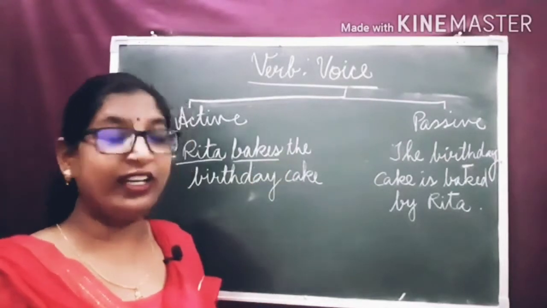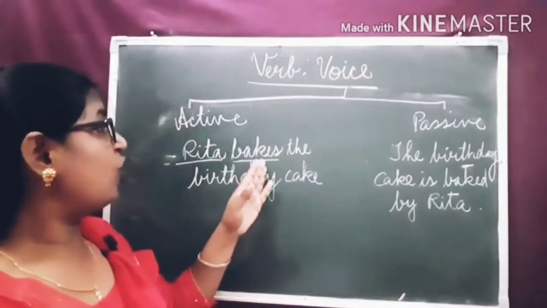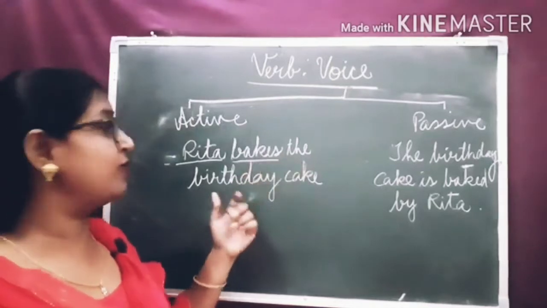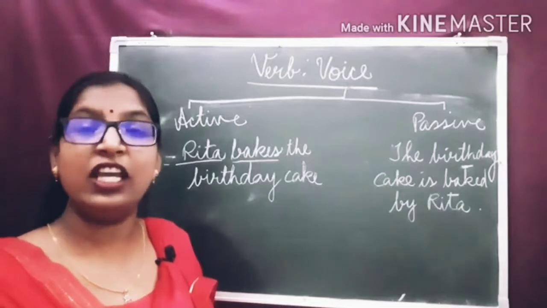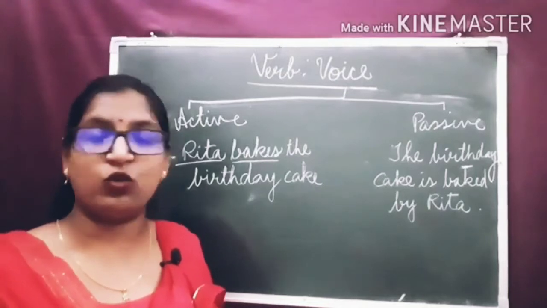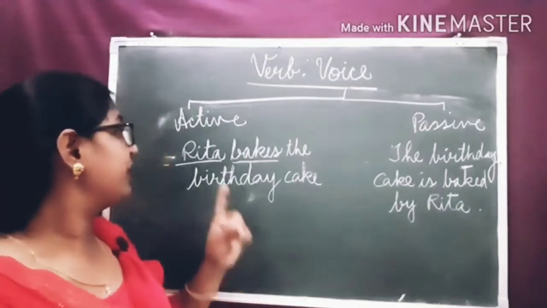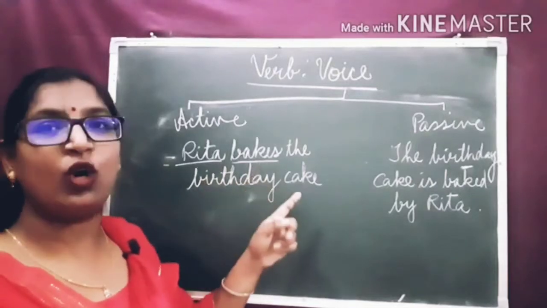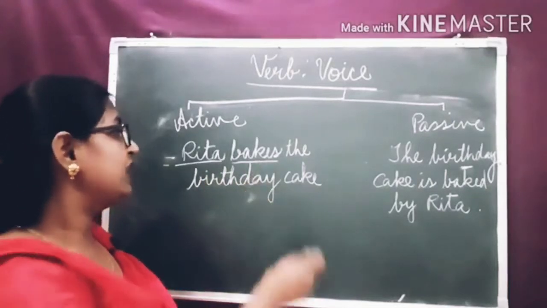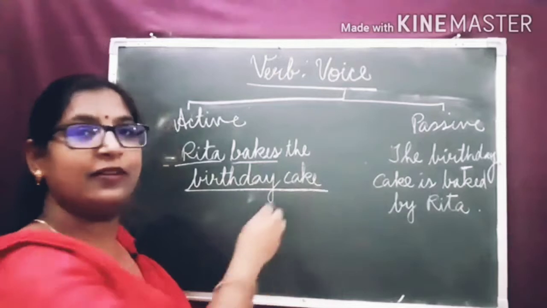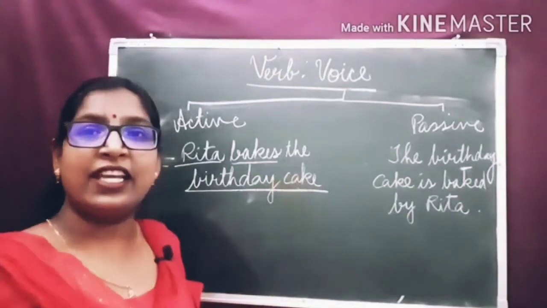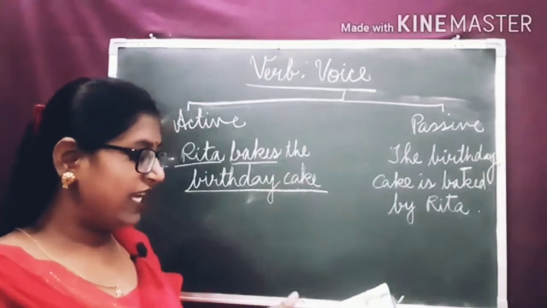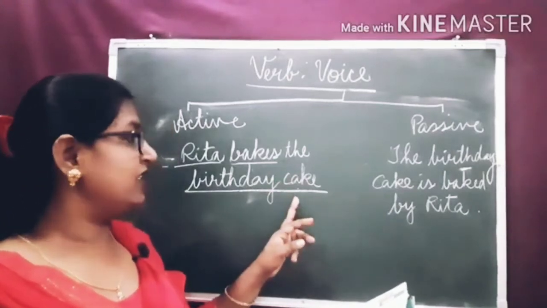And dear children, we can see the object of the verb. What is the object of the verb? I have taught you the way of finding out the object by asking the question what or whom. Rita bakes what? The birthday cake. So, birthday cake is the object.